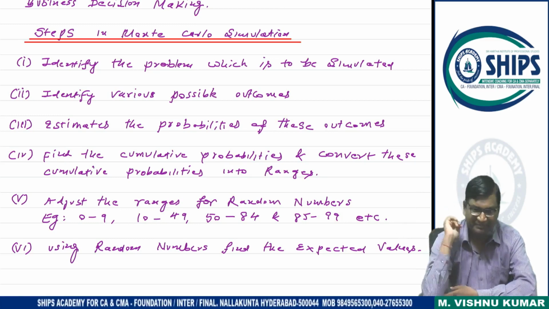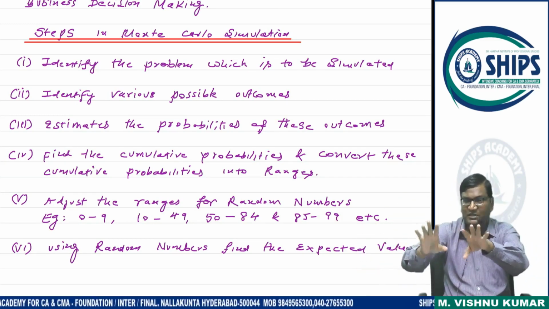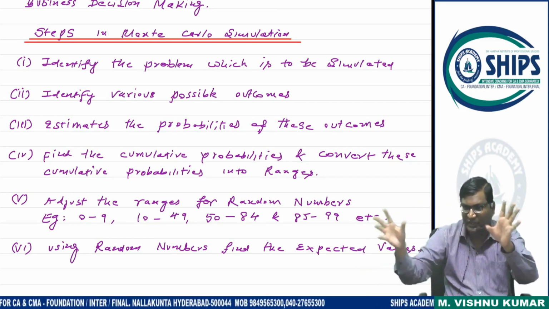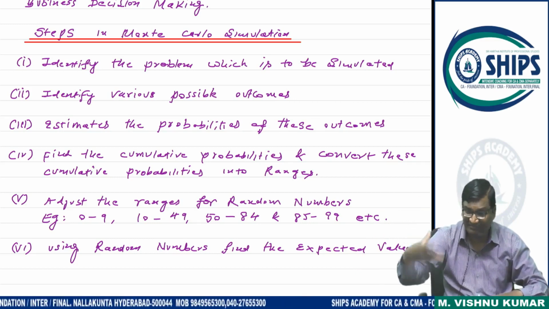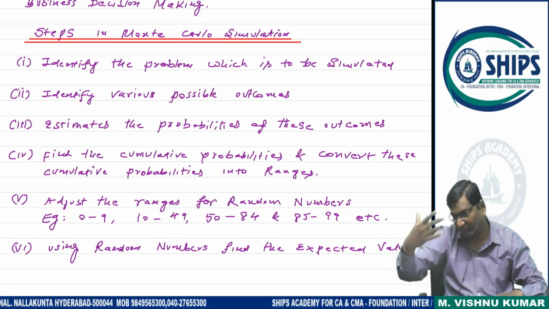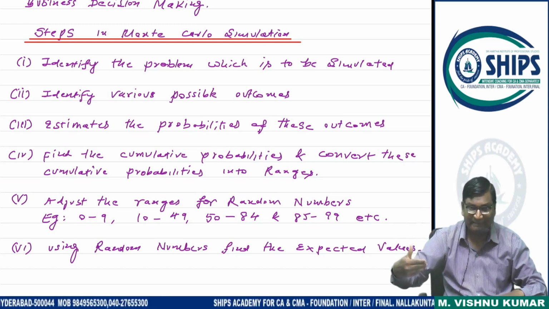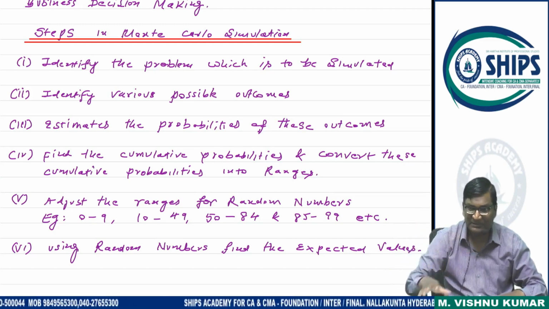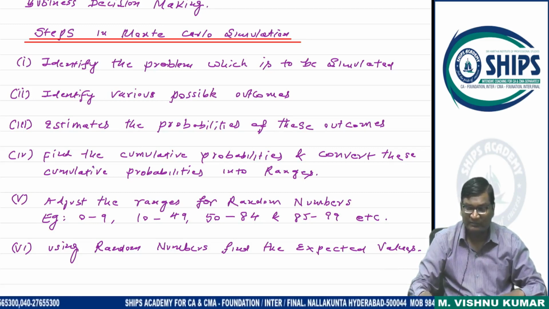First we develop two situations: rainfall and no rainfall, with 60% probability of rainfall and 40% probability of no rainfall. If there is rainfall, how much rainfall is possible? 1 centimeter, 2 centimeter, 3 centimeter, 4 centimeter. You want to predict that. Now you use random numbers here.